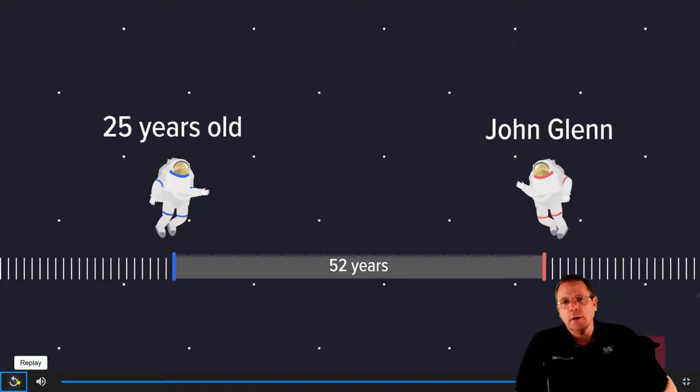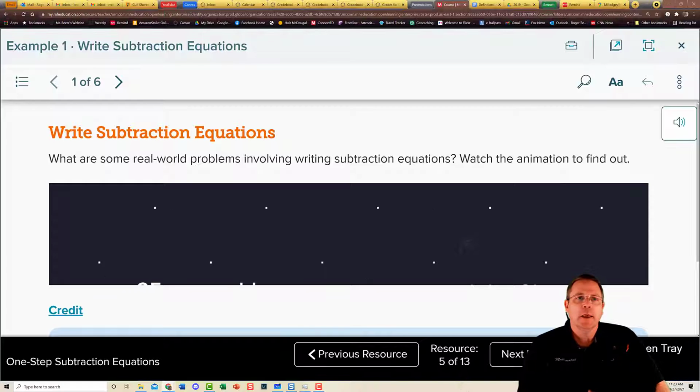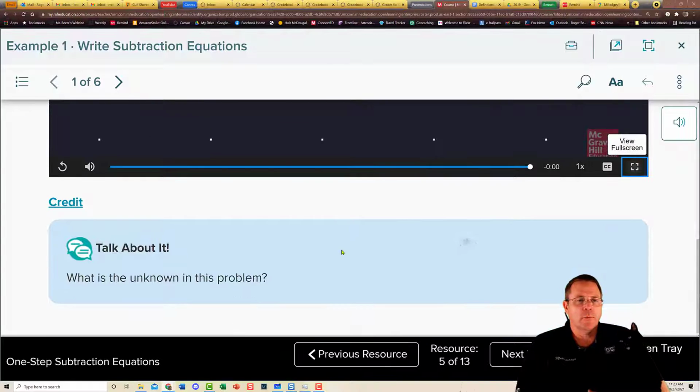Now, I said it's not exactly true anymore. That's because John Glenn no longer qualifies as the oldest. Just a few days ago, William Shatner, who starred as Captain Kirk in Star Trek, the original series, went into space and he was 90 years old when he went up. So that's pretty dang old to be riding a rocket ship. But let's get out of this here and let's actually get into working our problem.